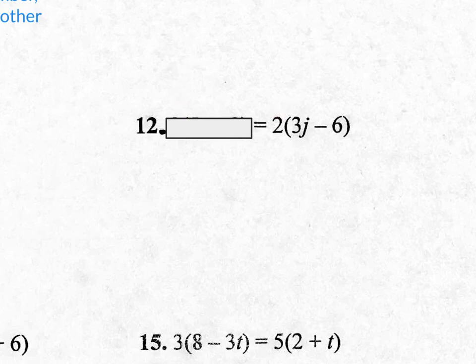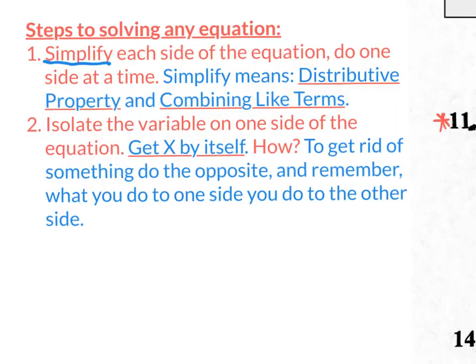So when we think of step 1, which is simplify, we're really asking, do you have to do any distributive property or combining like terms? Half of these questions are already simplified. So Isaac, you just jump right to step 2, which is the goal, to get the variable by itself on one side of the equation. So you want to get x by itself on one side of the equation. How do you do that? If you want to get rid of something, you do the opposite. And remember, what you do to one side, you do to the other side to maintain the balance.